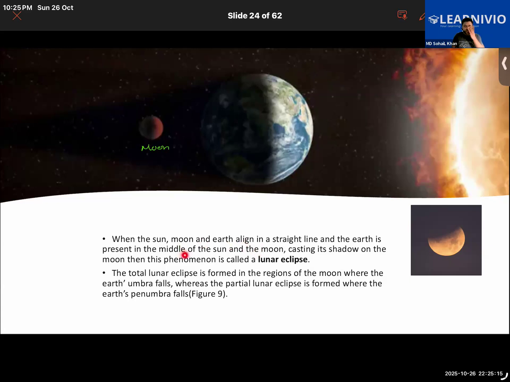Then a total lunar eclipse will be formed in the regions of the Moon where the Earth's umbra will fall, while a partial lunar eclipse will be formed where the Earth's penumbra will fall. Understood that, everyone? Tell me if there's any question about it.